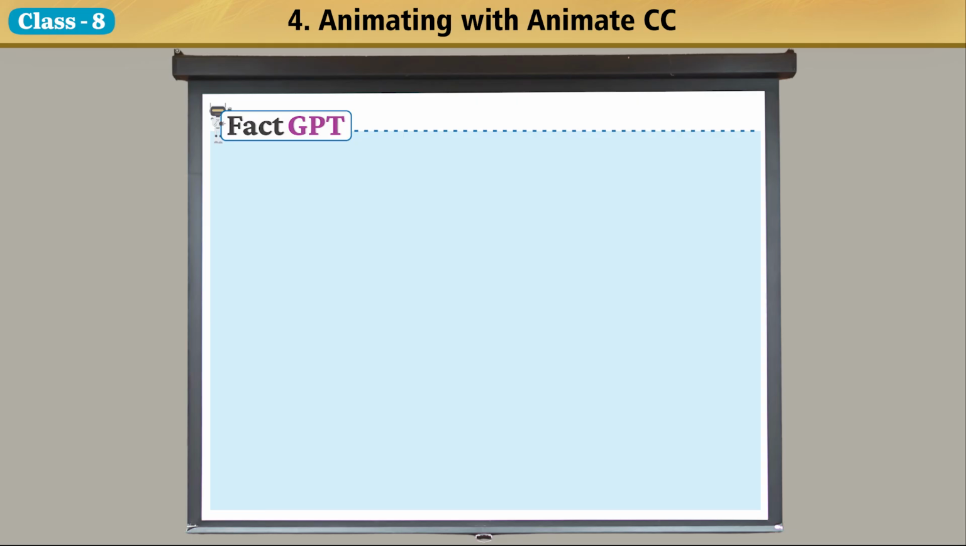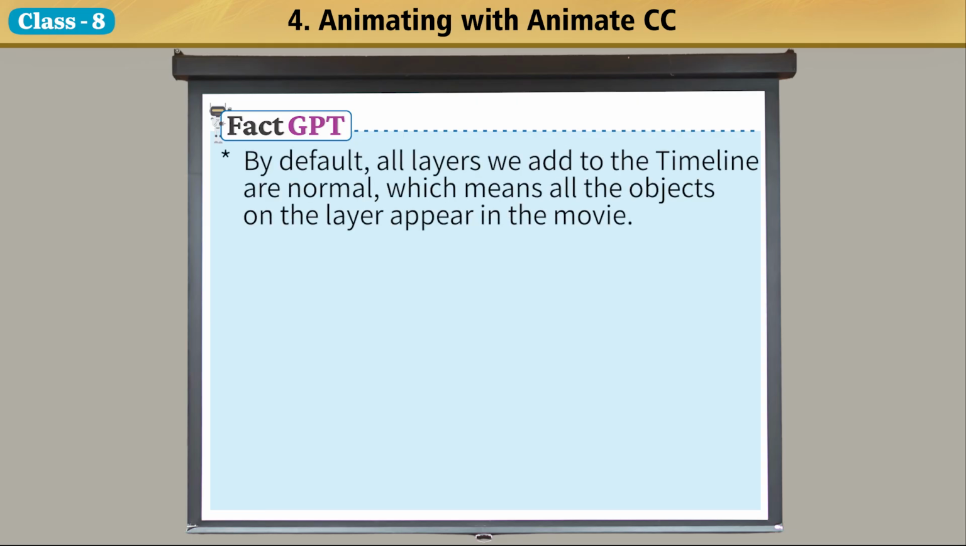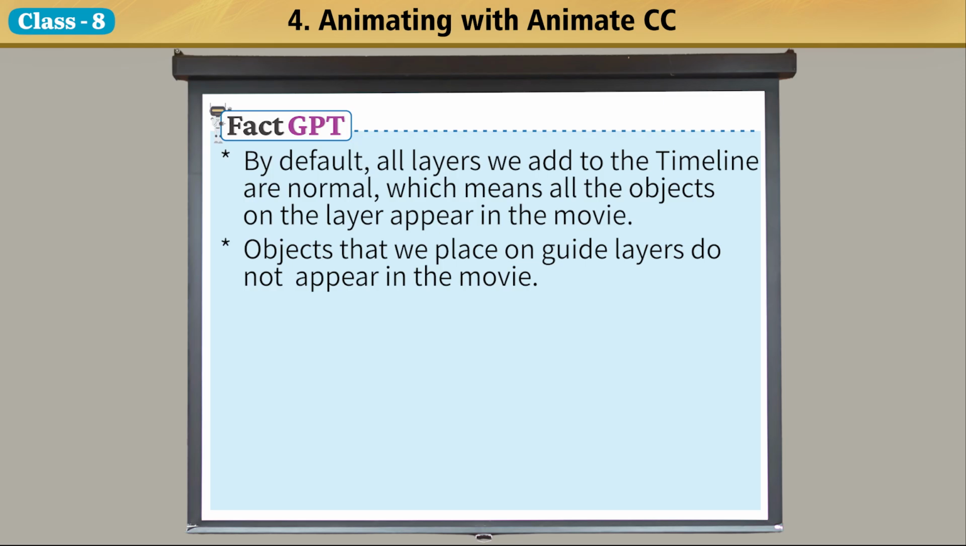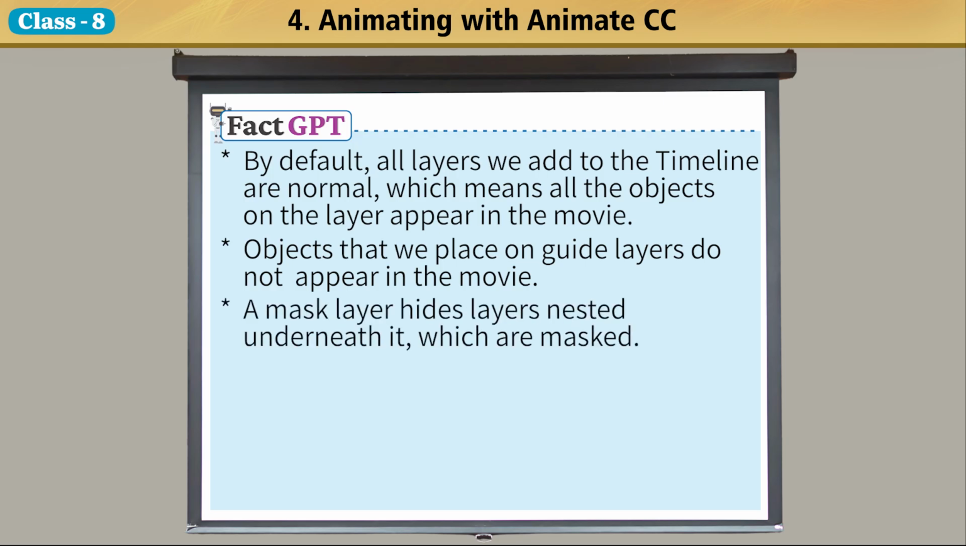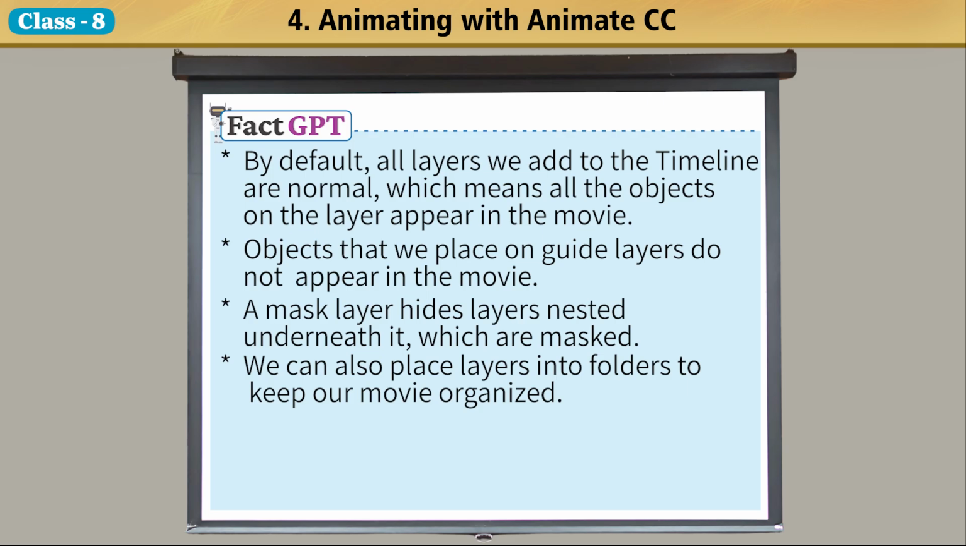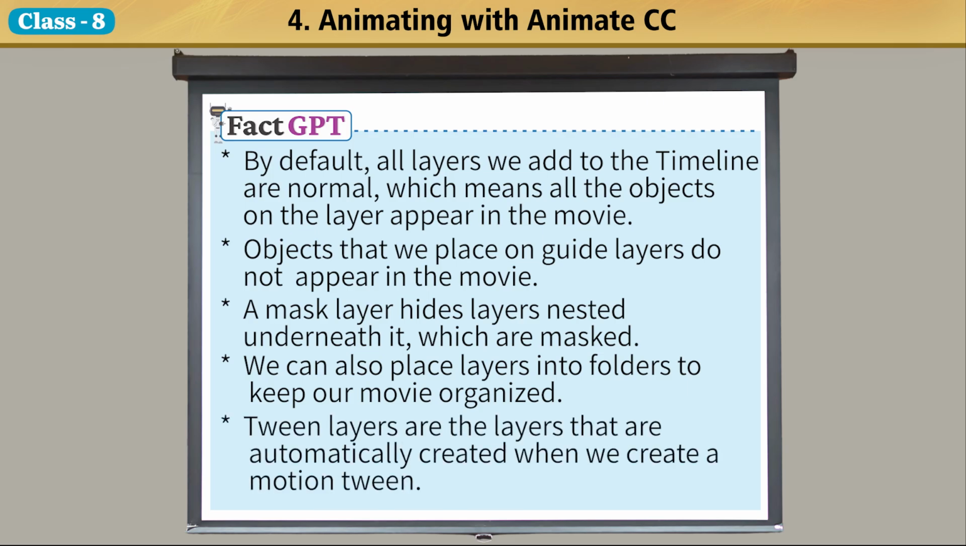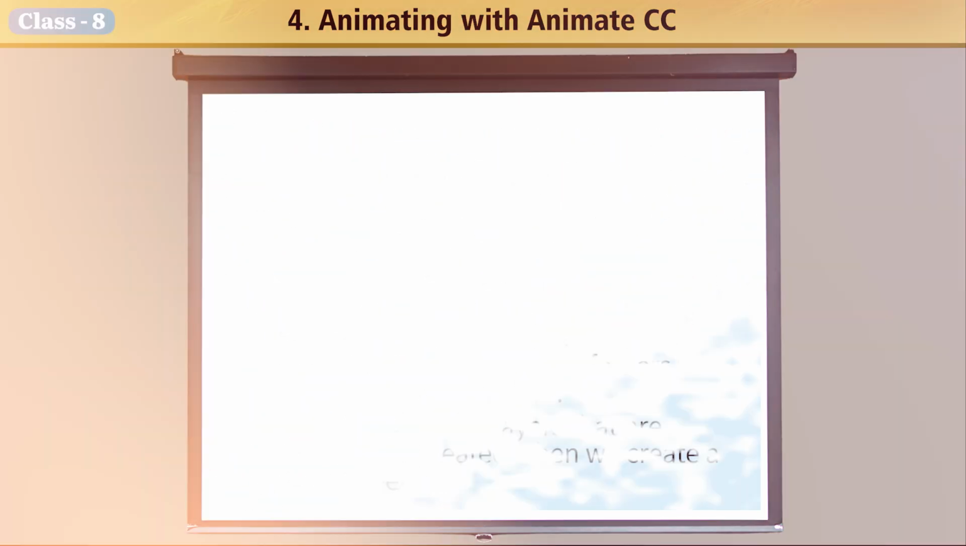By default, all layers we add to the timeline are normal, which means all the objects on the layer appear in the movie. Objects that we place on guide layers do not appear in the movie. A mask layer hides layers nested underneath it, which are masked. We can also place layers into folders to keep our movie organized. Tween layers are the layers that are automatically created when we create a motion tween.